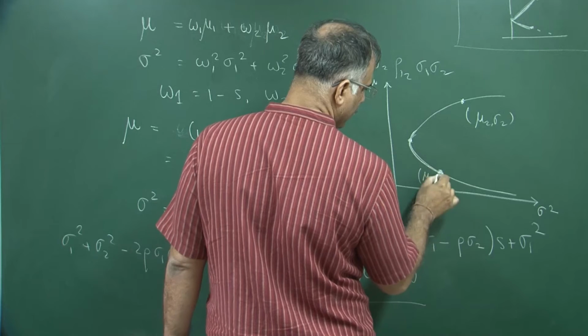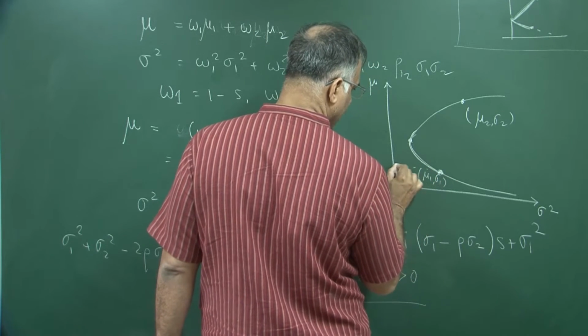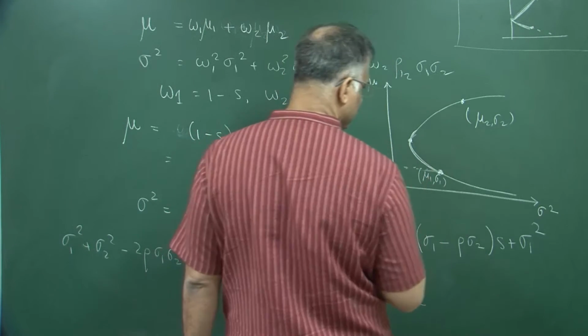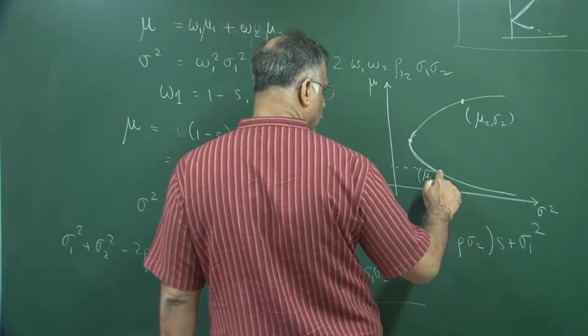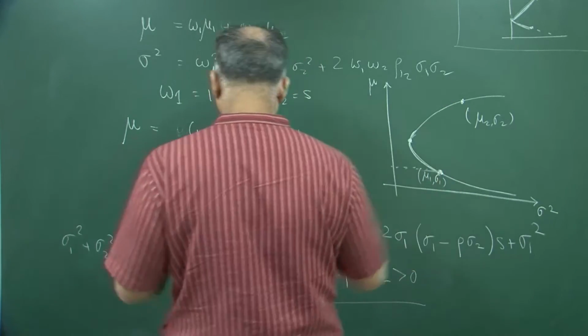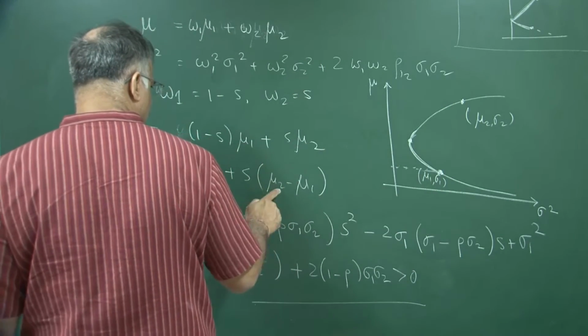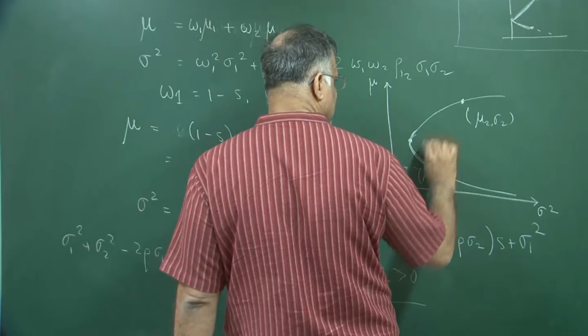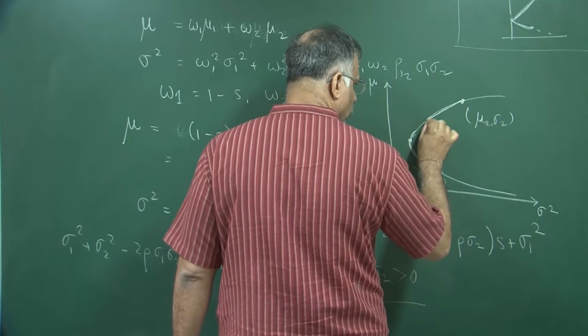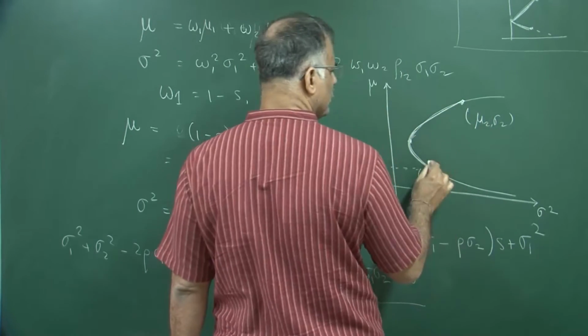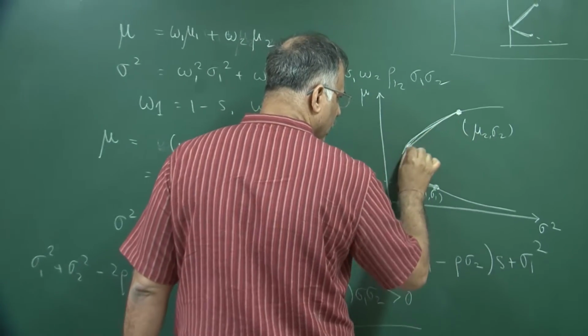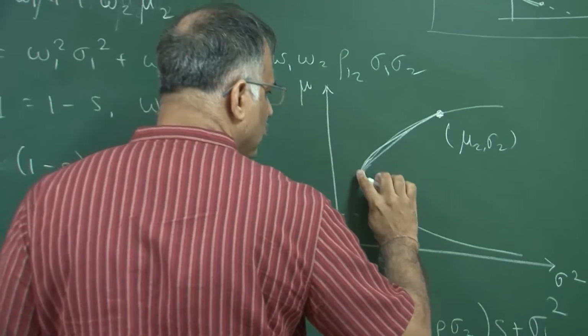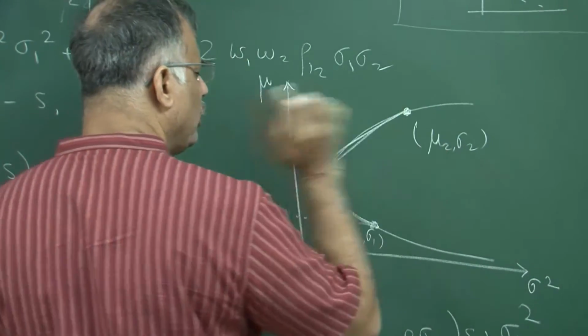so we can think like this, this is the point when S becomes 0. And when S is 1, here I have mu2. So, when S is 1 I come here. So, as I move from 0 to 1, S from 0 to 1, I am going along this curve from mu 1 sigma 1 to mu 2 sigma 2.